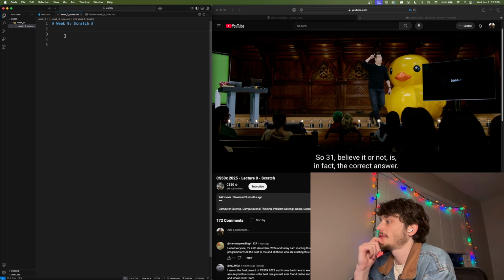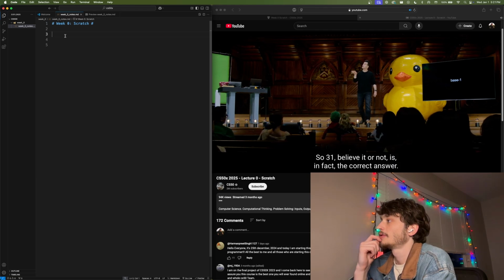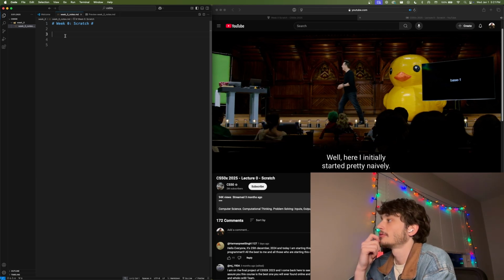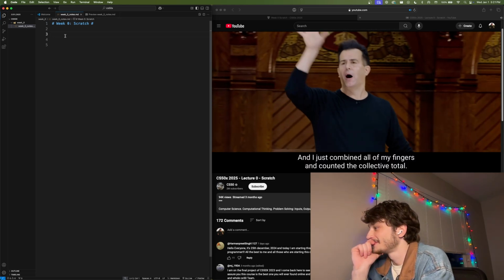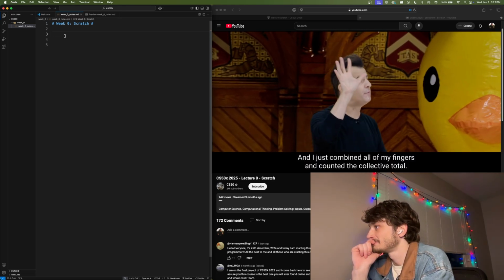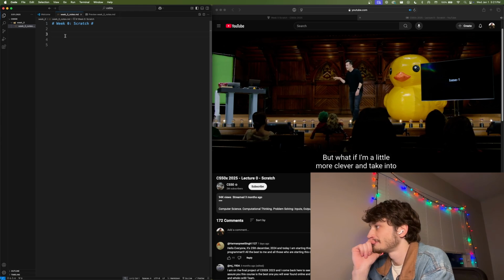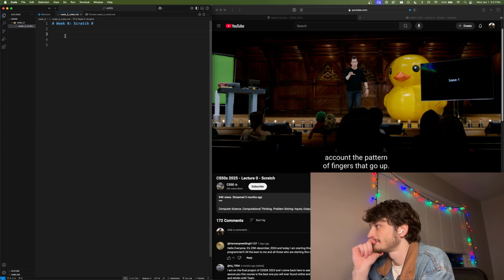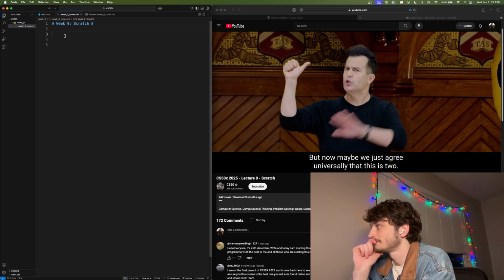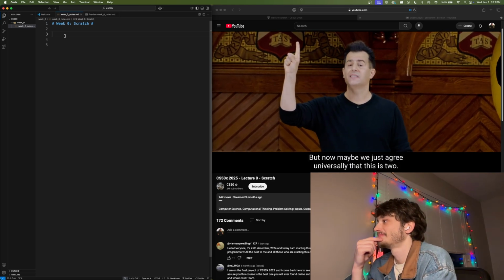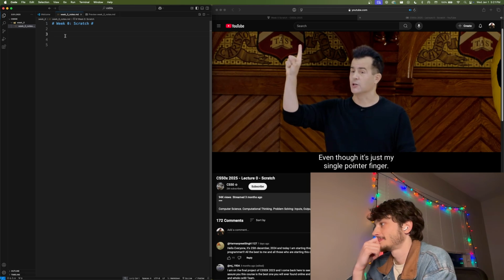So 31, believe it or not, is in fact the correct answer. But why? Well, here I initially started pretty naively, 1, 2, 3, 4, 5, and I just kind of combined all of my fingers and counted the collective total. But what if I'm a little more clever and take into account the pattern of fingers that go up? So maybe this is still 0, this is 1, but now maybe we just agree universally that this is 2, even though it's just my single pointer finger.